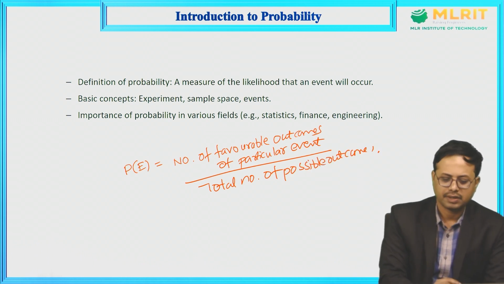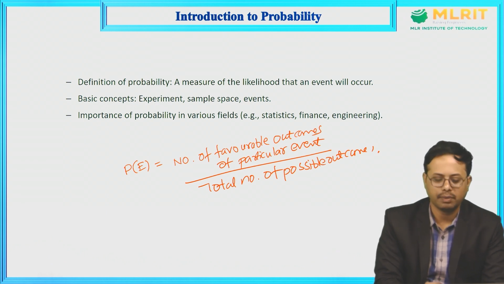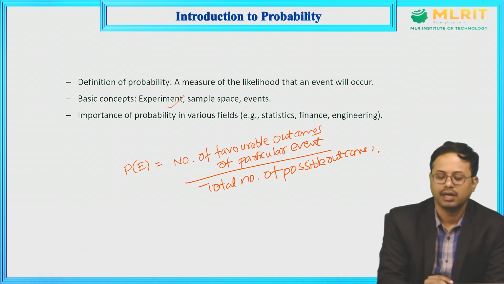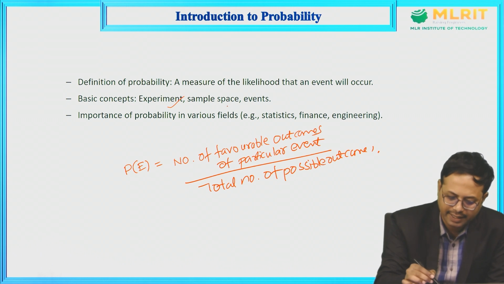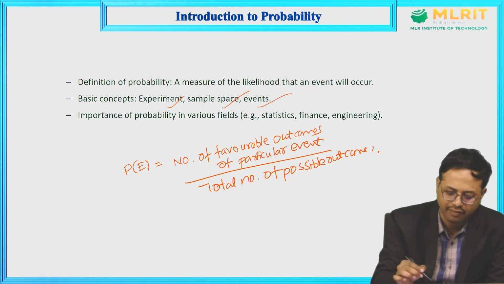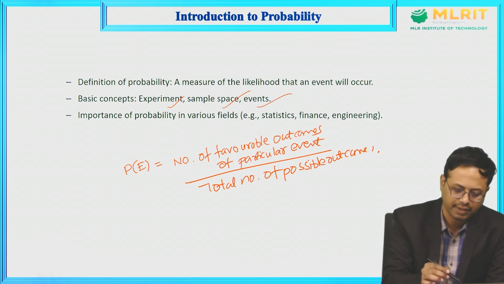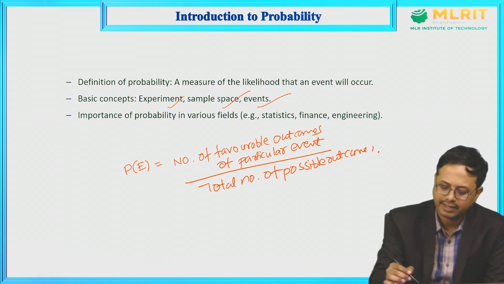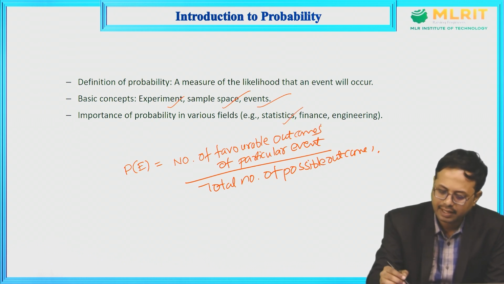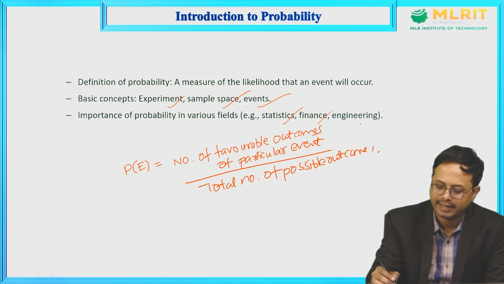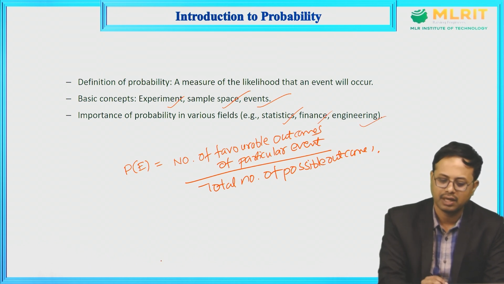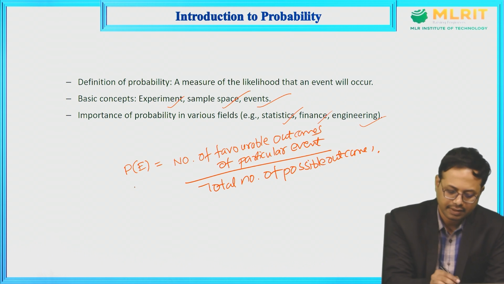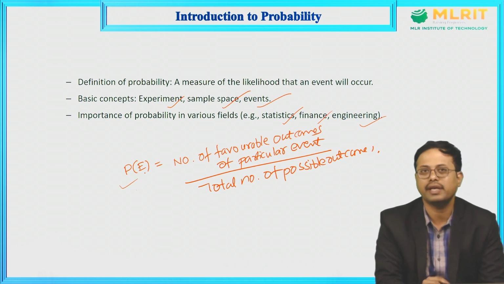Next, basic concepts. To understand the concepts of the Total Probability Theorem, we need a random experiment, a sample space, and events. What are the different types of events? Next, the importance of probability in various fields. It is helpful in the statistical field, the financial field, and the engineering field. We are measuring the likelihood that an event can occur. It is discussed based upon the probability concept.